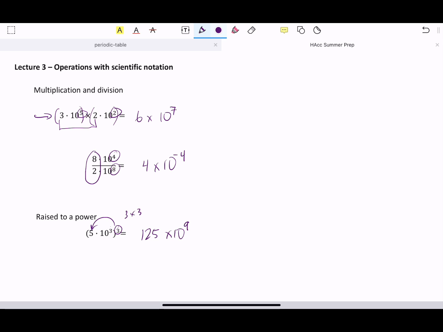And if we think about what this means to be raised to the 3rd, what that means is I have 5 times 10 to the 3rd times 5 times 10 to the 3rd times 5 times 10 to the 3rd, right?